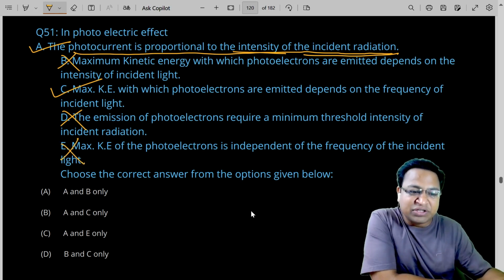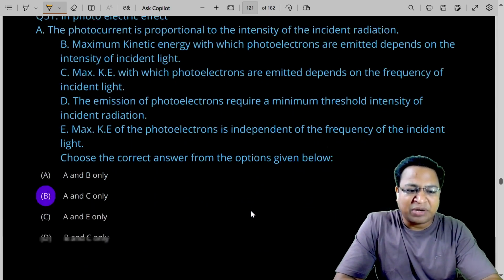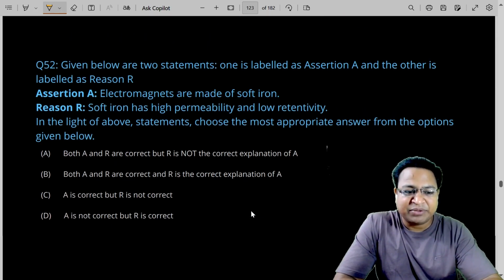Again, this is wrong. So out of these five statements, only A and C are correct. So option B would be the right one here. So let's see. Option B is the given answer. So that would be the right statement.